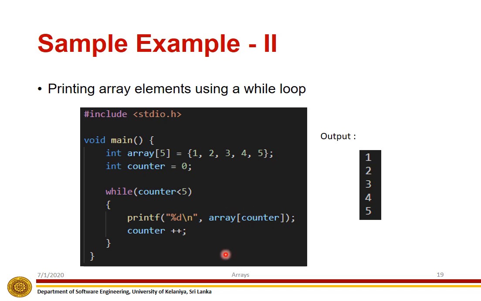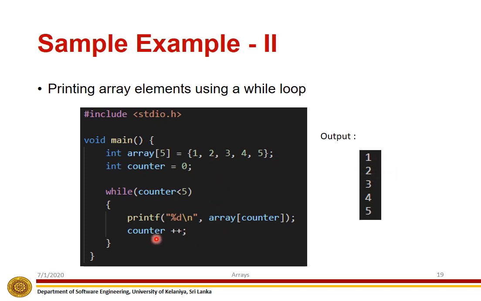We will trace the code and understand. First, int array[5] equals 1, 2, 3, 4, 5, so the array contains these values. Then counter equals 0. 0 is less than 5, so it will print array[0], the 0th index. The 0th index is 1, so it will print 1. Then counter plus plus, 0 plus 1, 1. Again go to the loop. 1 is less than 5, so it will print array[1], the first position. Then 2. It will print the 2.